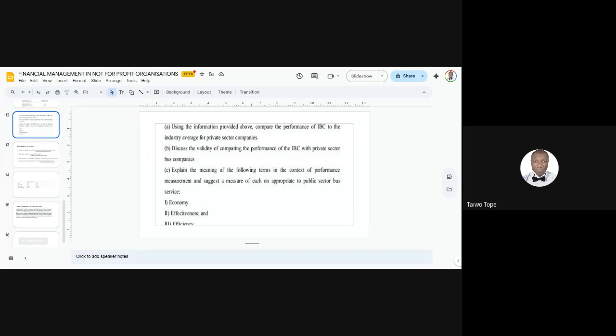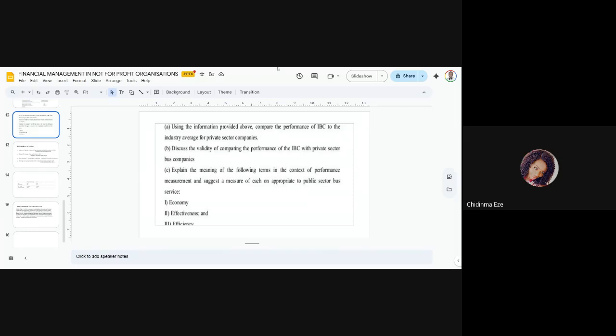So as we go ahead, we'll still be talking about the issue of sustainability accounting. So I hope we are fine with this solution, with this example that we've solved. Any question regarding this?